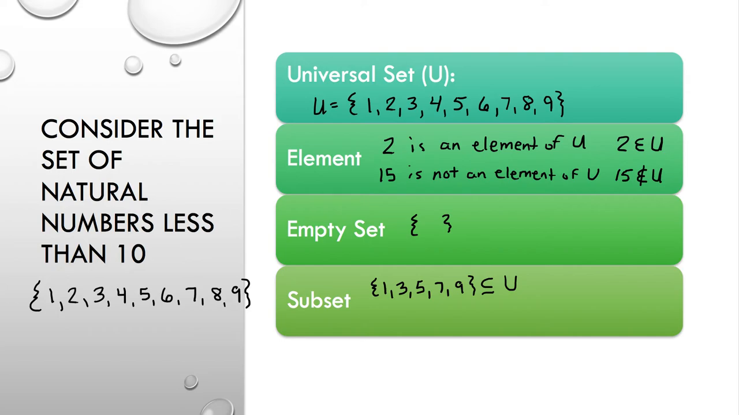All right, let's determine another subset. So I could have, what about the numbers 2, 3, and 4? Does that represent a subset of the universal set? So we want to check, is 2 in the universal set? Is 3 in the universal set? Is 4 in the universal set? And if they all are, then I can say that I have a subset of the universal set.